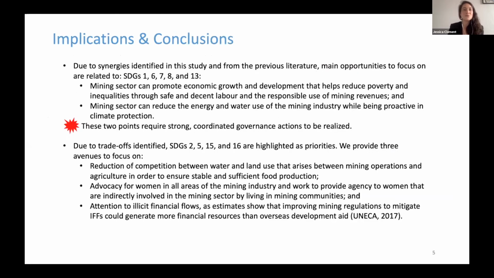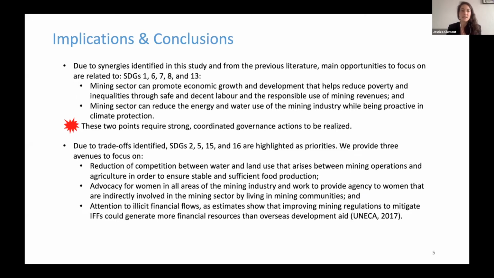So to provide some implications and some conclusions relating to these findings, we suggest from the research and also from the previous literature that there are several main opportunities to focus on, notably related to SDGs 1, 6, 7, 8, and 13. And to summarize this into real words, the mining sector can promote economic growth and development that helps reduce poverty and inequalities through safe and decent labor and the responsible use of mining revenues.